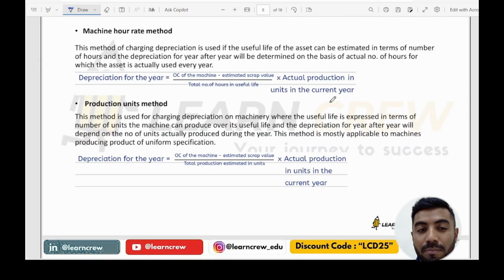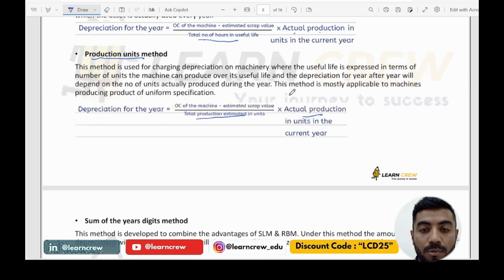Then the machine hour method. The machine hour method and production unit method are more or less similar. Here the depreciation is calculated on a machine hour basis, or based on the units produced. So basically the formula is the same: original cost, into actual production divided by total number of hours used in life. Here also, actual production divided by total production estimated in units. Now let's move on to the next topic.